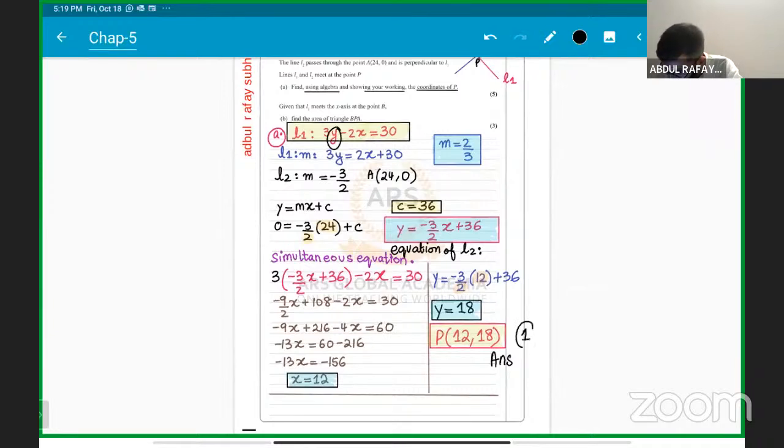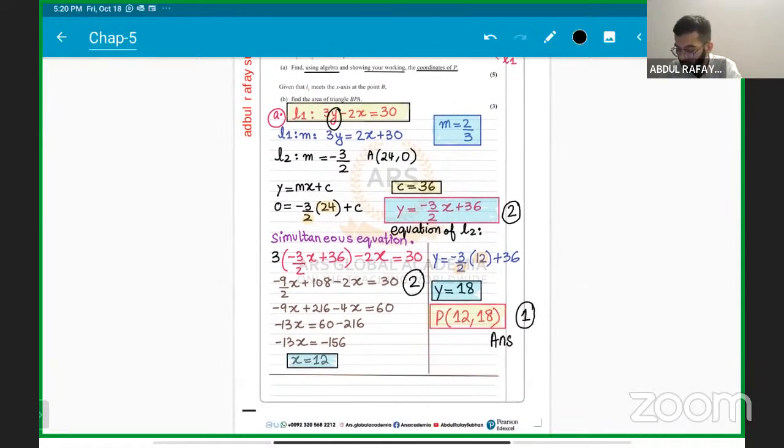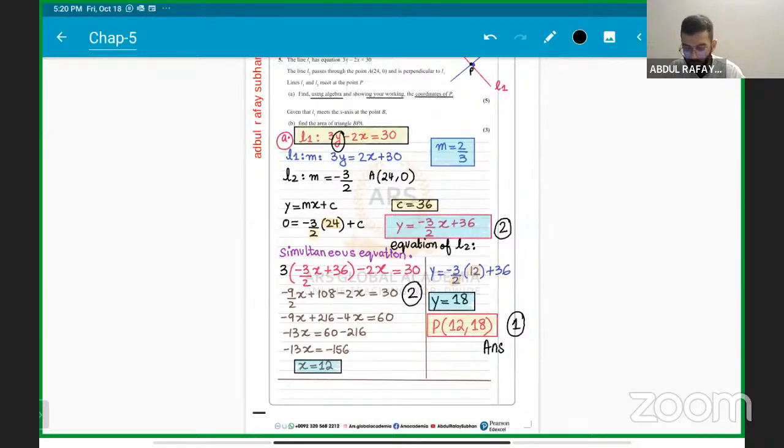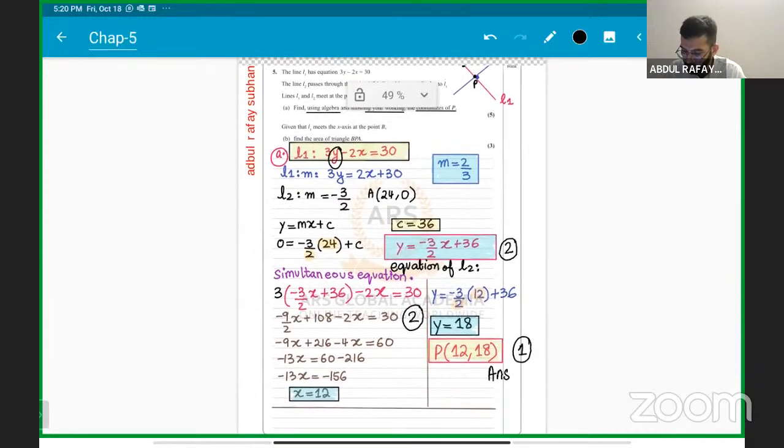So again, 2 marks for the equations, for making the L2 equation: a y-intercept mark and a gradient mark. 2 marks for simultaneous solving, and 1 mark for the final coordinate answer, that P is 12, 18. Are people getting it clear, students? 1 mark for the coordinates, 2 marks for simultaneous solving, and 2 marks for the equation. Understood? Any questions, any problems? So this is part A done.